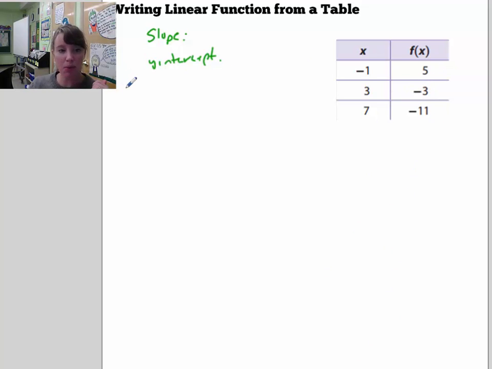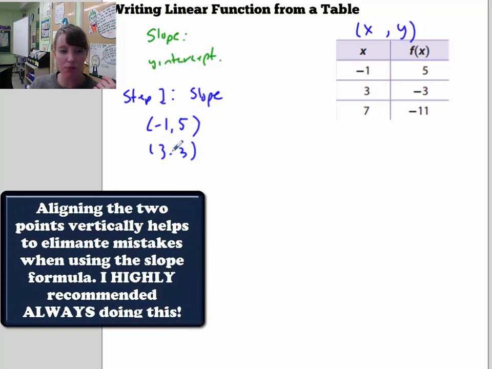Okay, so step number 1 is you want to find the slope. And to find the slope, just pick off 2 of the points in the graph. So remember, these are x, y coordinates because f of x is equal to y. Okay, so let's pick off some 2 points. Let's write them vertically. -1, 5, and 3, -3.